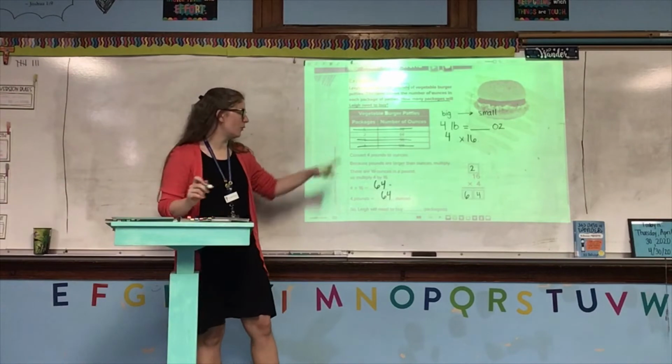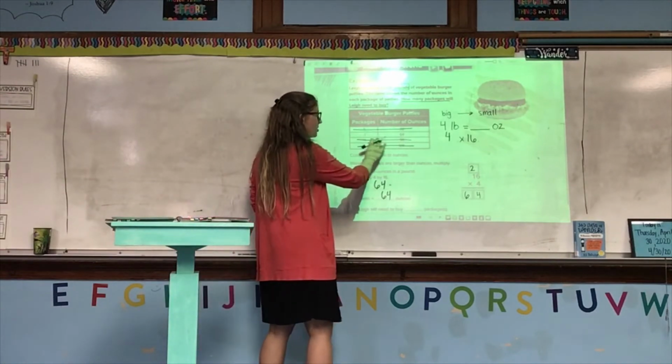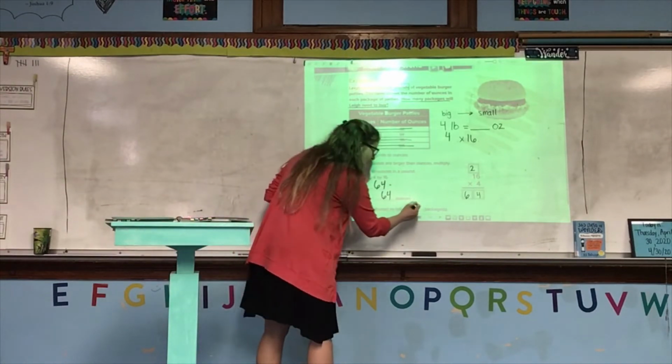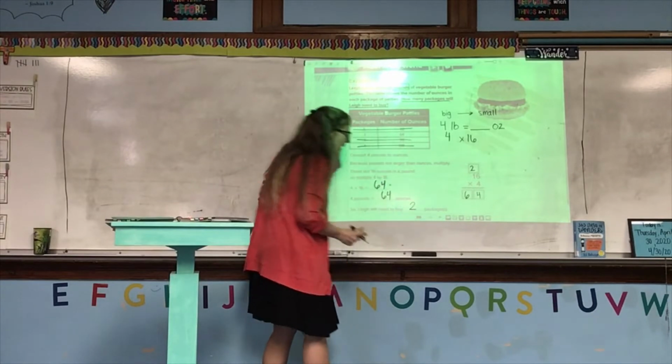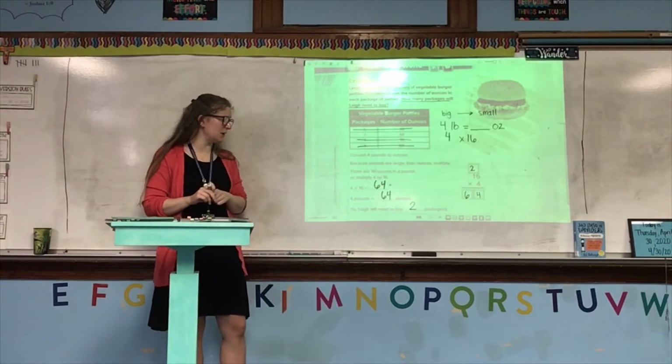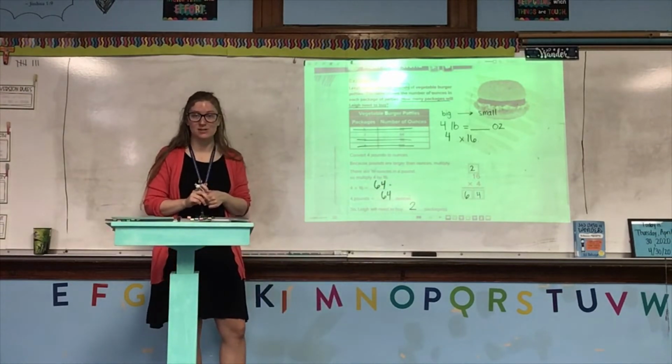So 2 packages of 64 ounces are exactly 4 pounds. So Lee will need to buy 2 packages.